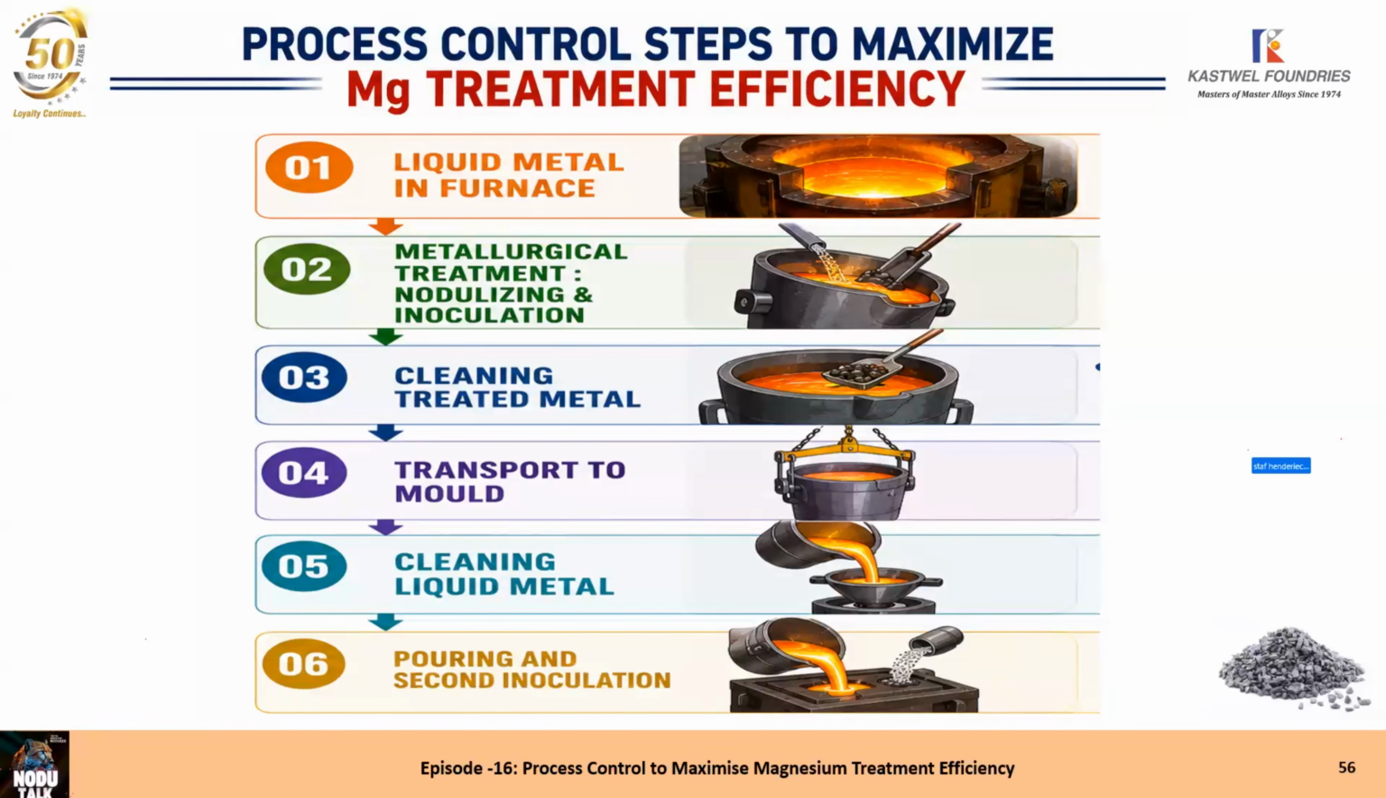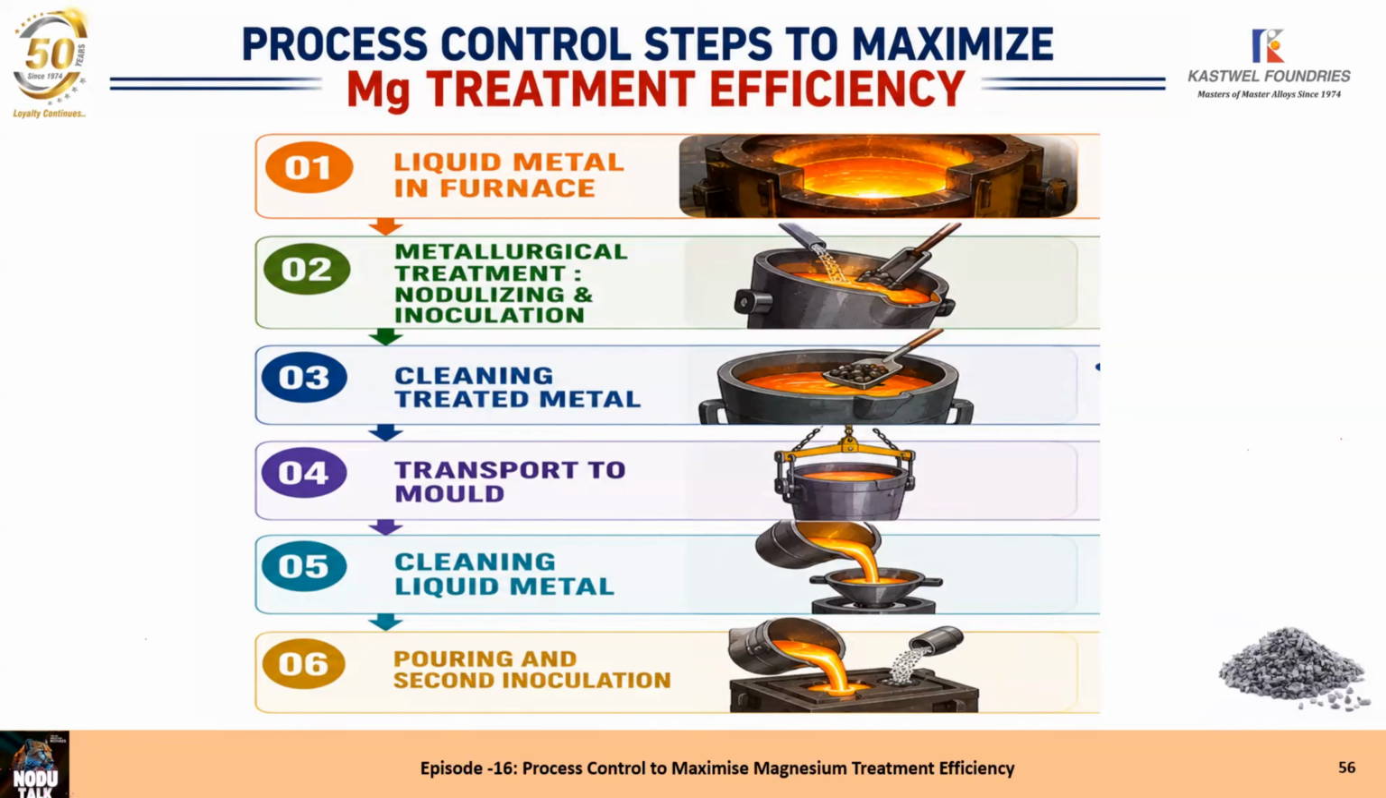Treatment ladle transport to the mold. Once the magnesium treatment is over and the metal is cleaned, transport the treatment ladle as fast as possible to the molding area. Clean the liquid metal. Before pouring the molds, clean the liquid metal of any slag. And last, pouring and secondary inoculation required to increase the nodule count.